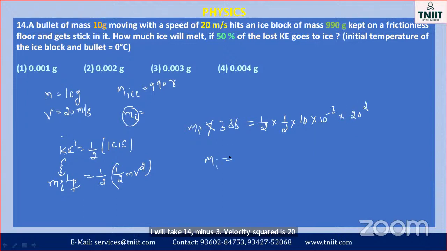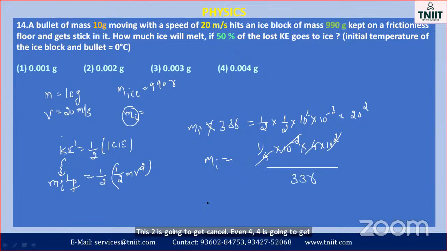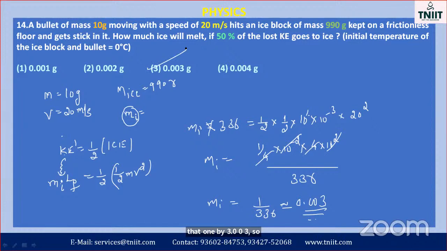So Mi, which is the melting of ice, is equal to, this is 10 power 1 minus 3 plus 1, which will be minus 2. Minus 2, I will keep as it is. 20 squared means 2 squared will be 4 into 10 power 2. This 2 is going to get cancelled. Even 4 is going to get cancelled, divided by this 336. So Mi value will be equal to 1 divided by 336. Approximately this value is 0.003. You know that 1 by 3 is 0.33. So approximately 0.003 grams.